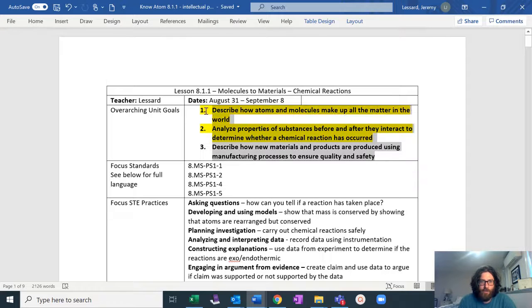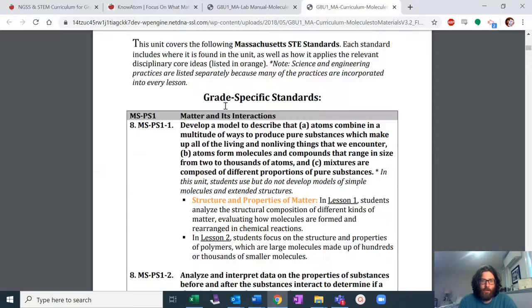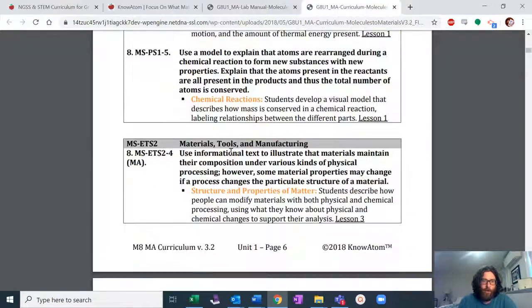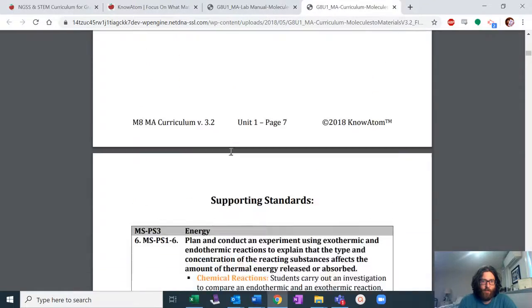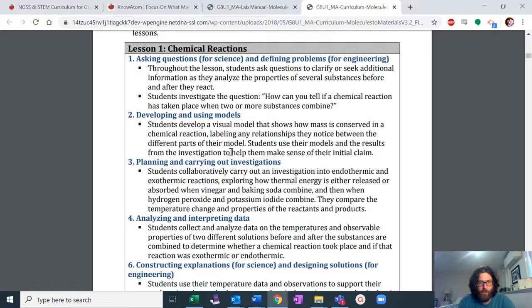And I put them right at the top, because those are always what we want to think about. And these unit goals are for the whole unit, but I've highlighted 1 and 2 because goals 1 and 2 are what are going to get covered by this lesson. And how do I know that? Well, as I go through the curriculum, it tells me what standards are going to be used for the whole unit. I went and pulled out the ones that are going to be specific to this lesson, because I know what that lesson is.